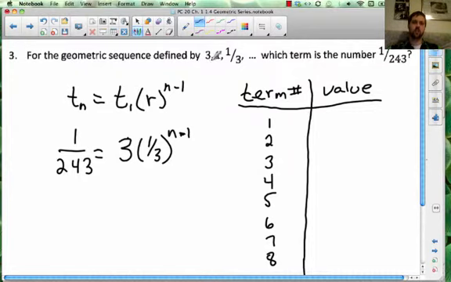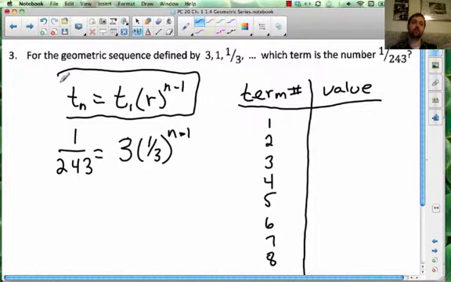For the geometric sequence defined by this, it goes 3, then it goes 1, then it goes 1/3. So every time to get to the next term, we divide the previous one by 3. Therefore, our R value is 1/3. Now, here's our formula, and if we want to figure out which term is equal to 1 over 243, here's where we're looking for n. Now, this is going to be a tricky one.